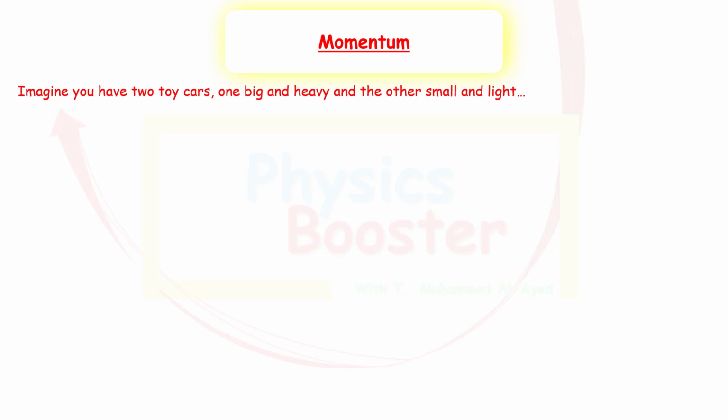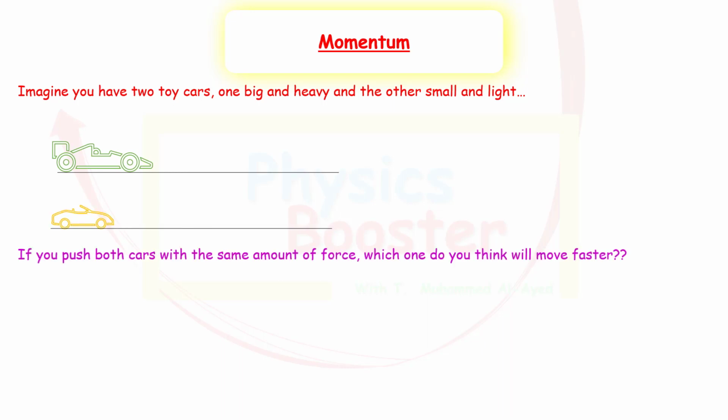Imagine you have two toy cars. One is big and heavy and the other one is small and light. So we have here a big and heavy car and here we have a small and light car. So let me ask you a question. If you push both cars with the same amount of force, for example, you're pushing them with a force equal to 1 Newton, which one do you think will move faster?